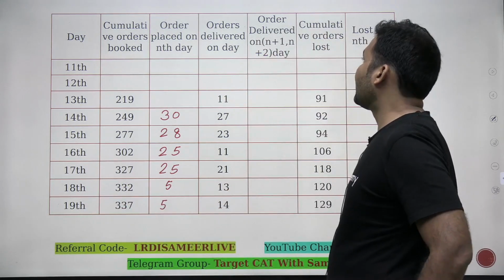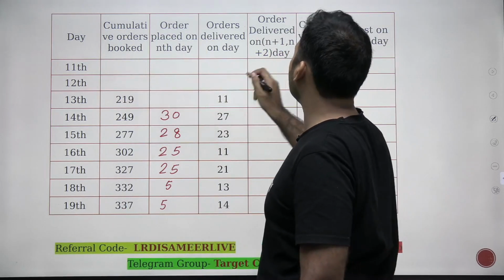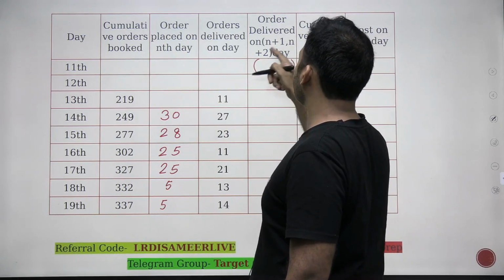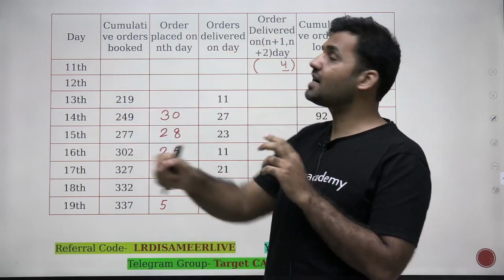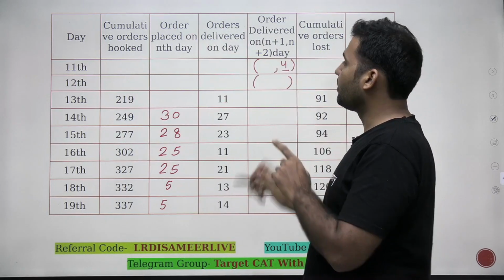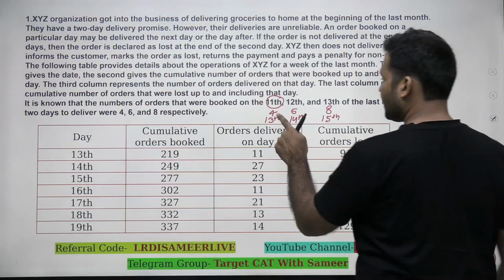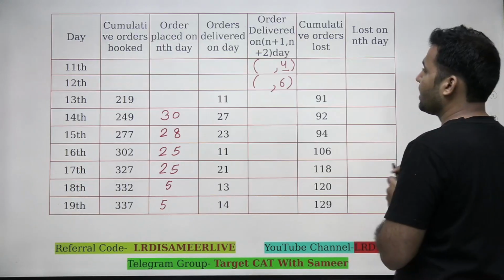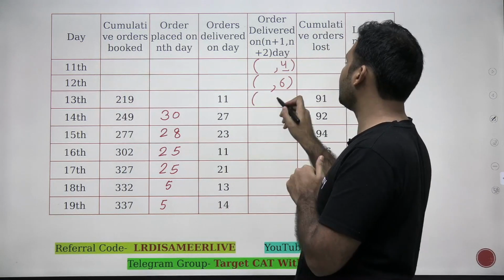Now the information given is that the number of orders which I'm placing on 11th, out of those orders, 4 orders are placed on n+2th day. That means if I'm placing an order on 11th, that order will be delivered on 13th, and that number of orders are 4. And if you look at 12th, the number of orders given are 6 as per this statement. I'm using this information. The number of orders placed on 12th, delivered on 14th are 6. Number of orders placed on 13th and delivered on 15th are 8.